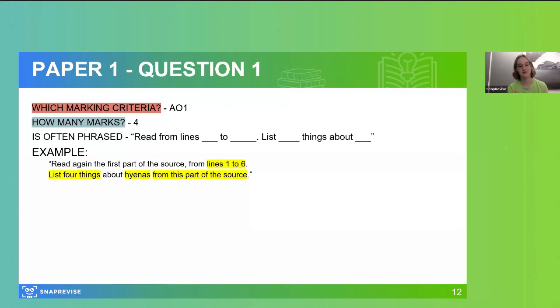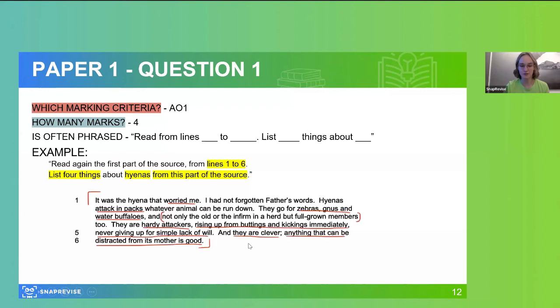Now, when you are being asked to list, you can literally just write bullet points. If you would rather write in full sentences, then that's fine. But bullet points might save you a bit of time, and it also means that you can clearly list the evidence that you are providing. So this is an example of how I would annotate my paper.